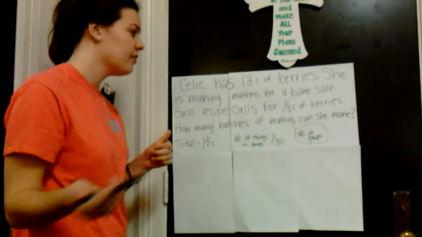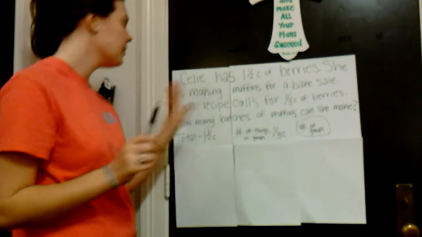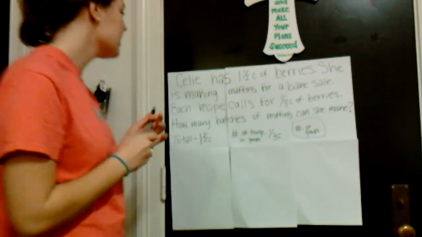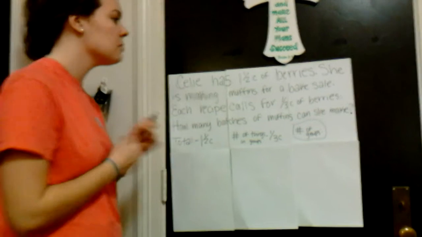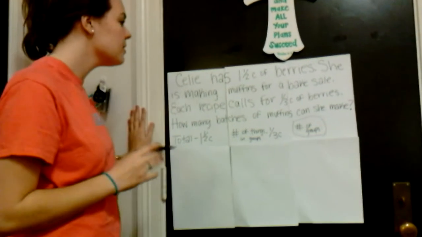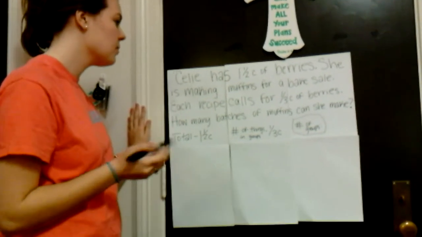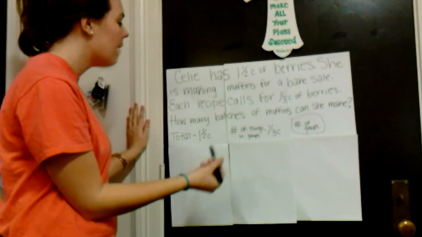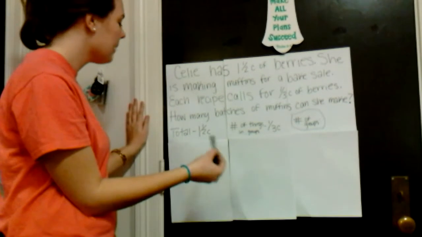Today in class we're going to be working on fraction division word problems, and we've already got one up here on the board, and I'm going to read it. It says, Celie has 1.5 cups of berries. She is making muffins for a bake sale. Each recipe calls for 1/3 a cup of berries. How many batches of muffins can she make?